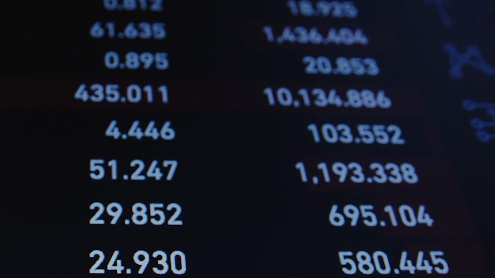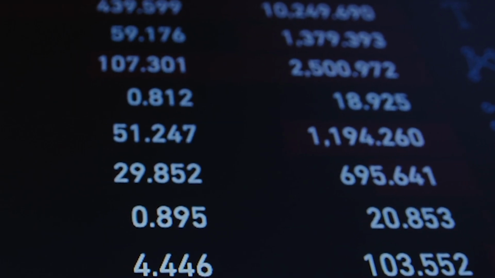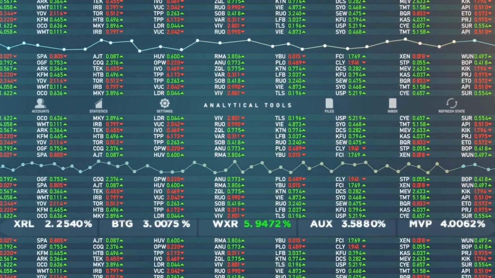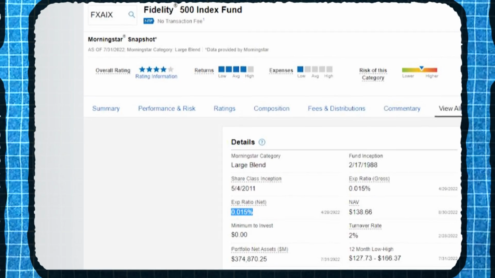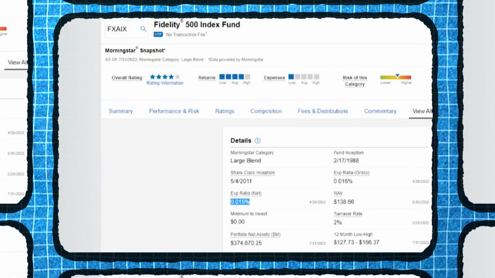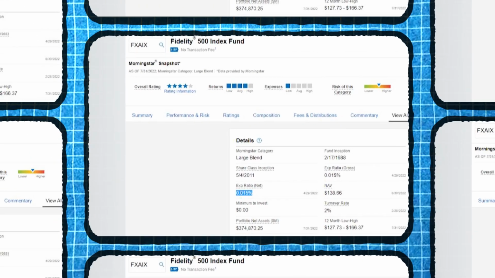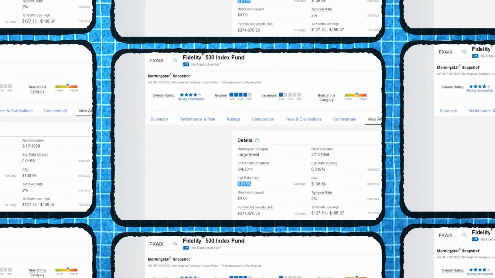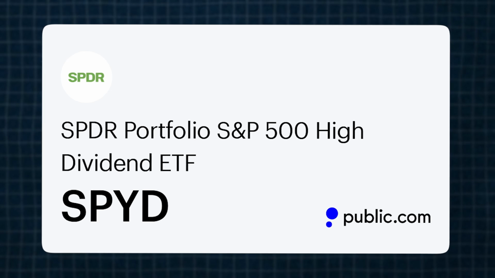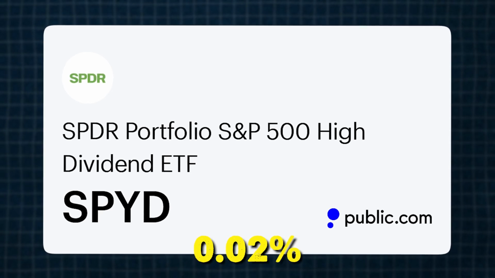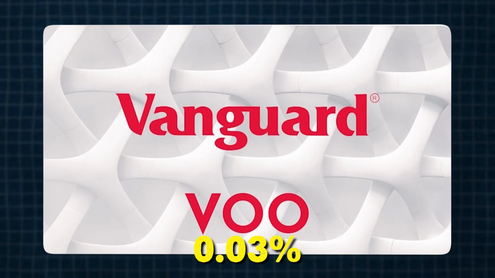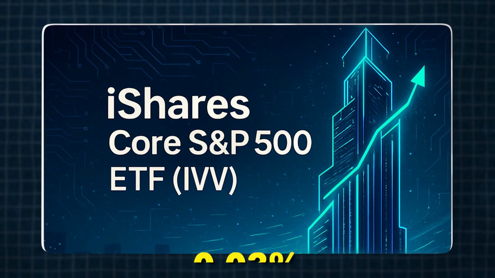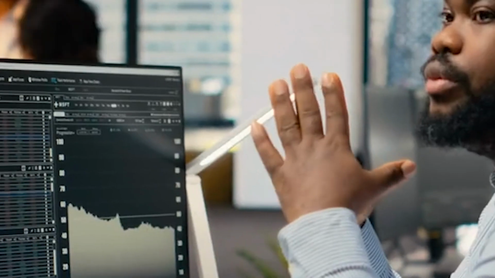Equities structurally outpace inflation over long durations. Corporations have pricing power. They pass input costs to consumers. The strategy is self-hedging. Now the fee trap. The recommended low-cost vehicles in 2026: Fidelity FXAIX at 0.015% expense ratio, SPDR SPLG at 0.02%, Vanguard VOO at 0.03%, BlackRock IVV at 0.03%.